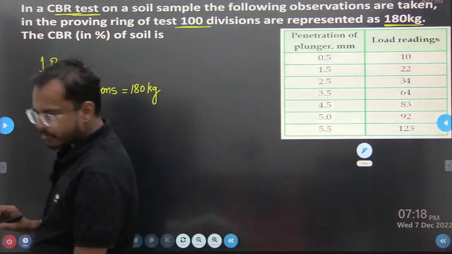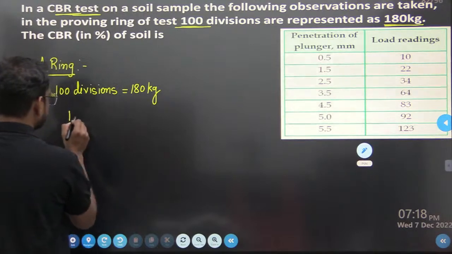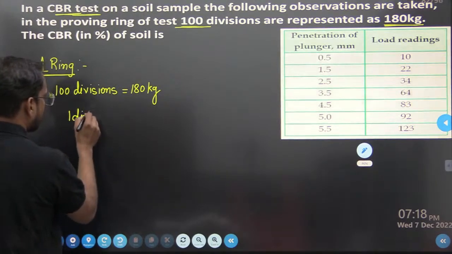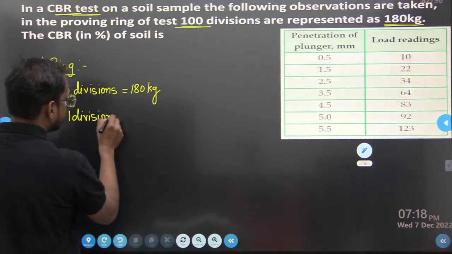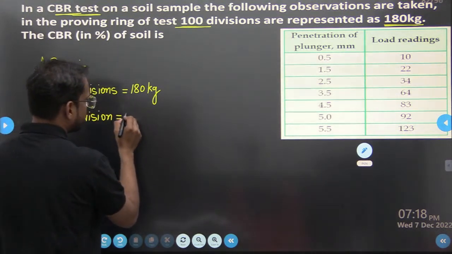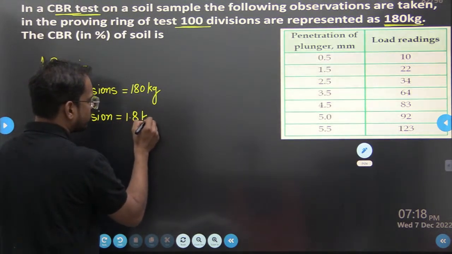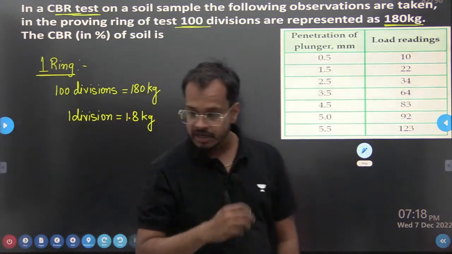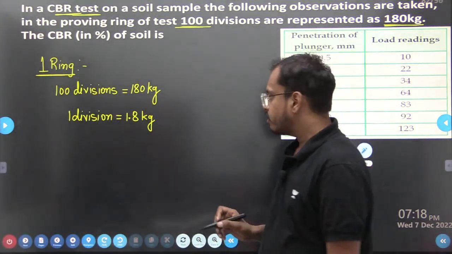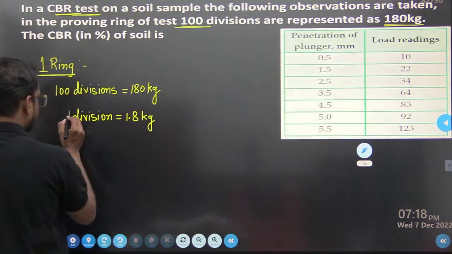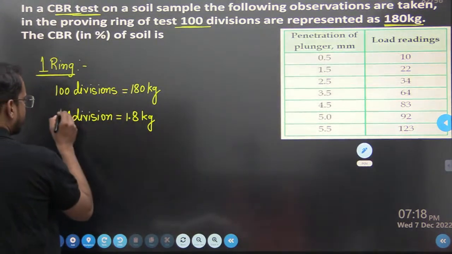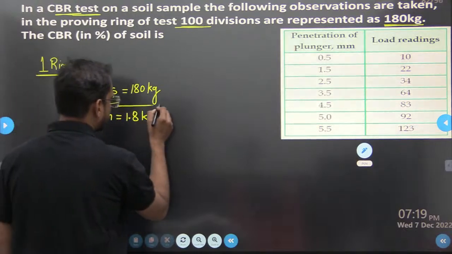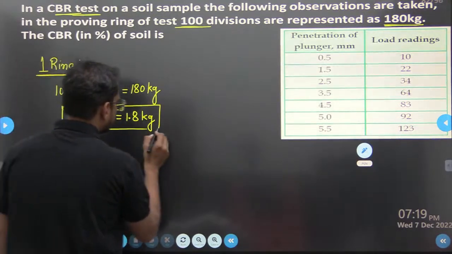Now see here, one division represents how much load? 180 divided by 100, that means 1.8 kilogram load. So 1 division represents 1.8 kilogram of loading. Am I right? One division represents 1.8 kilogram of loading. 180 divided by 100 means 1.8 kilogram of loading. See here please.